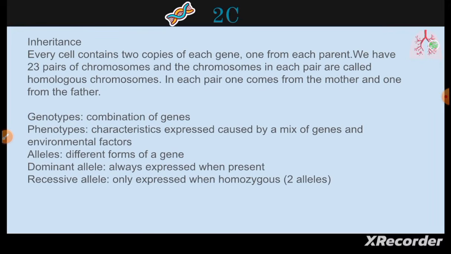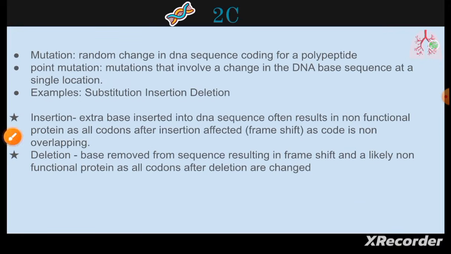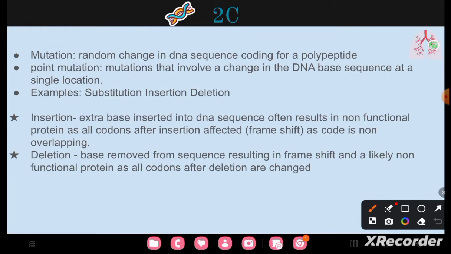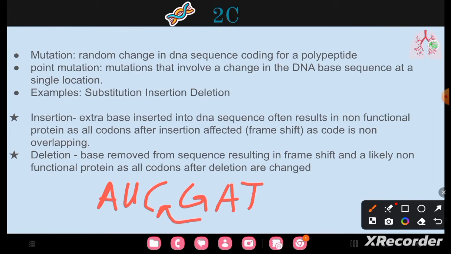Wait, do I have a picture for this? No. I'll just draw for you guys. So let's say we have A, U, C, G, A, T, something. And then you insert. Well, you know how those are triplet codes. Each three code for one. If you add a little, let's think, what will we add? We'll add another A here.